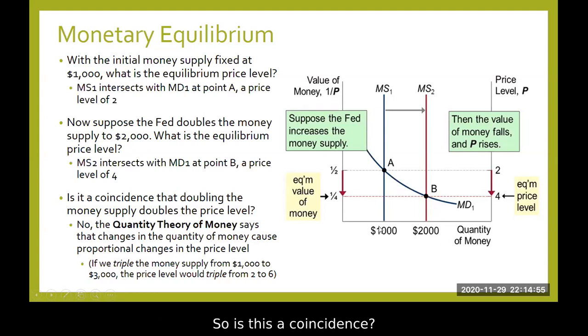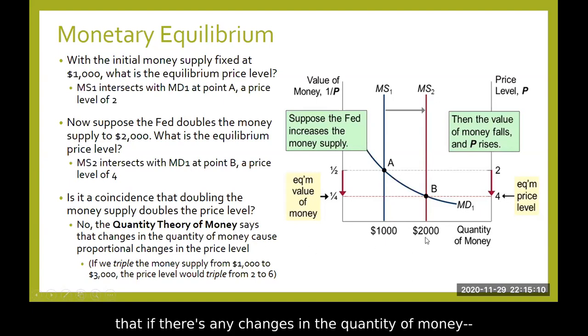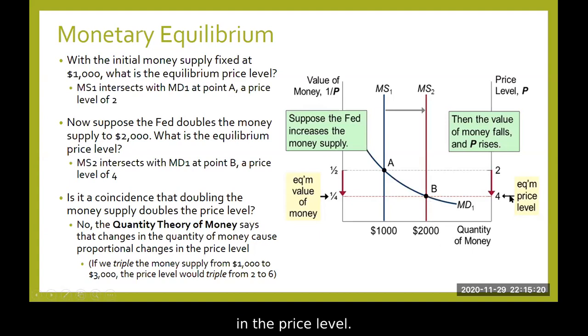Is this a coincidence? Is it a coincidence that doubling the money supply doubles the price level? The answer is no, not really. The quantity theory of money tells us that if there are any changes in the quantity of money, how much money we have in circulation, that's going to lead to proportional changes in the price level.